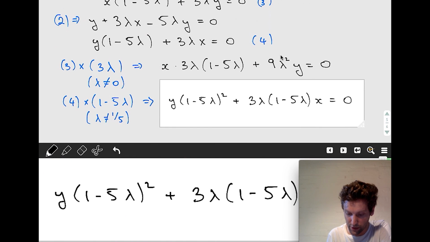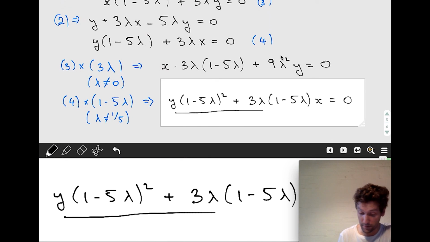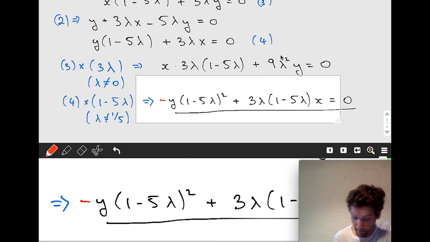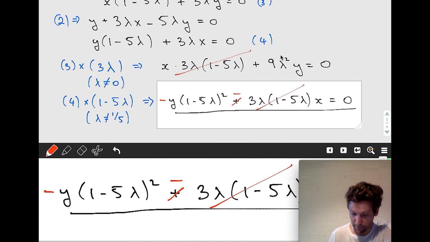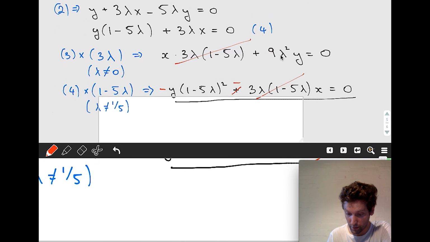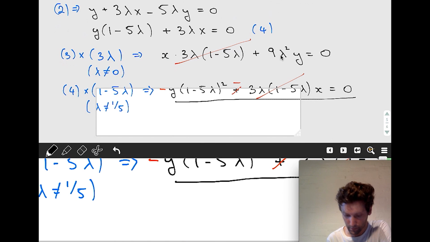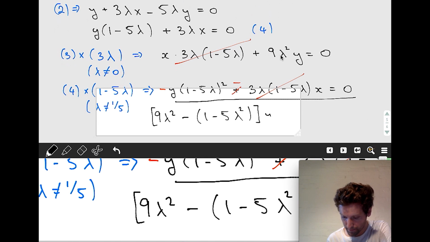I now have two expressions here that I can subtract from one another. So let's subtract the bottom expression. Let's put some minus signs on it, so we get minus, minus. You see that this expression here cancels with this expression here, giving me a single expression for y in terms of lambda. So that's going to give me 9 lambda squared minus 1 minus 5 lambda squared all times y is equal to 0.